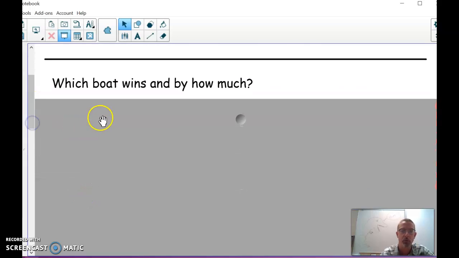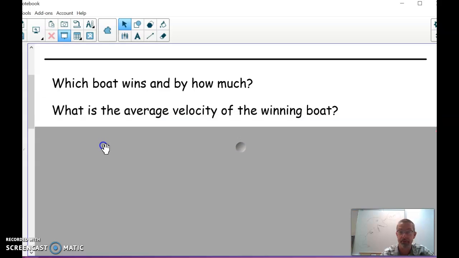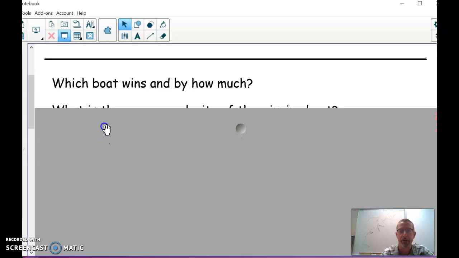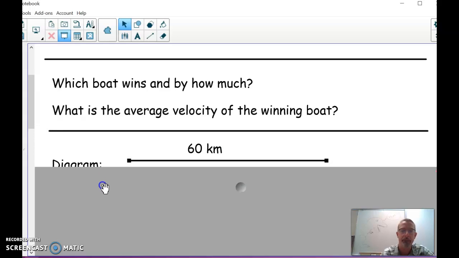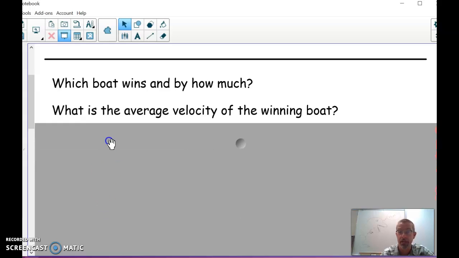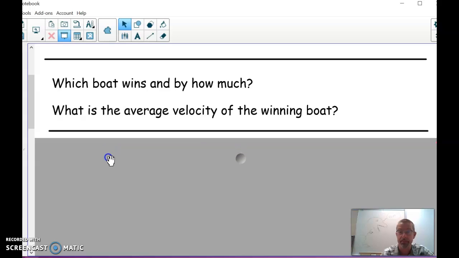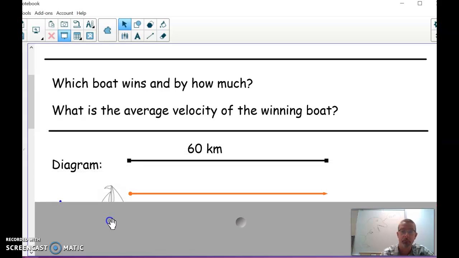Which boat wins and by how much? What's the average velocity of the winning boat? We'll only worry about this first part right now. But we should be able to figure that out. The average velocity of the winning boat is going to be 0 because it ends up back where it started from. We already saw that.